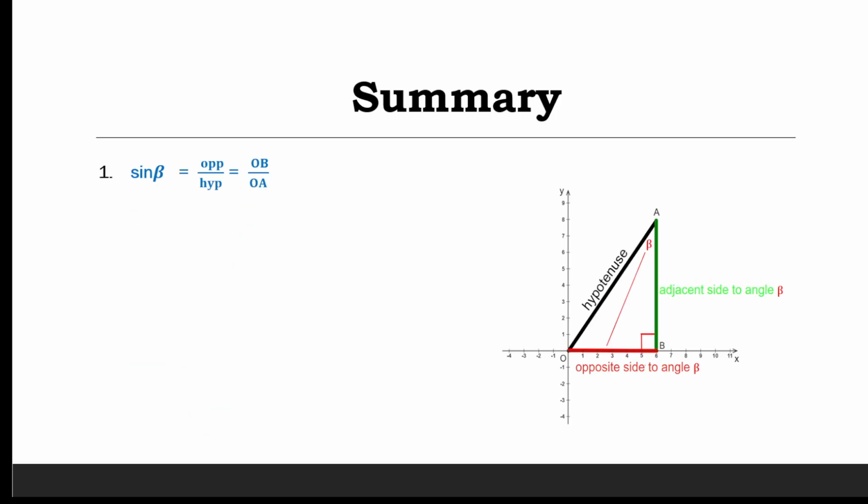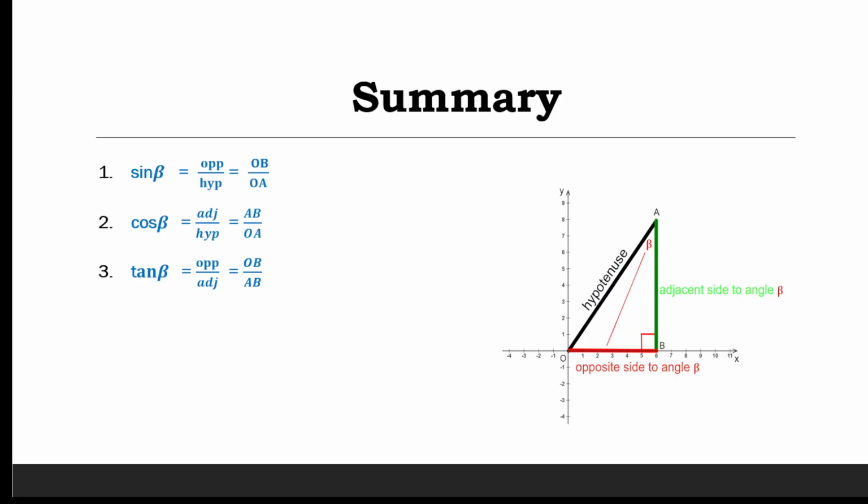Now, when we shift the focus to angle beta, in summary, sine beta equals the opposite side of angle beta, which is OB, divided by the hypotenuse side, which is OA, which equates to OB over OA. Cos beta equals the adjacent side of angle beta divided by the hypotenuse side, which equates to AB over OA.